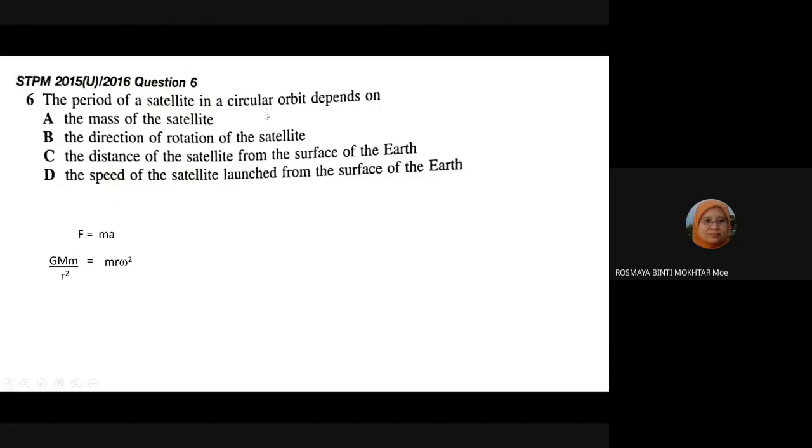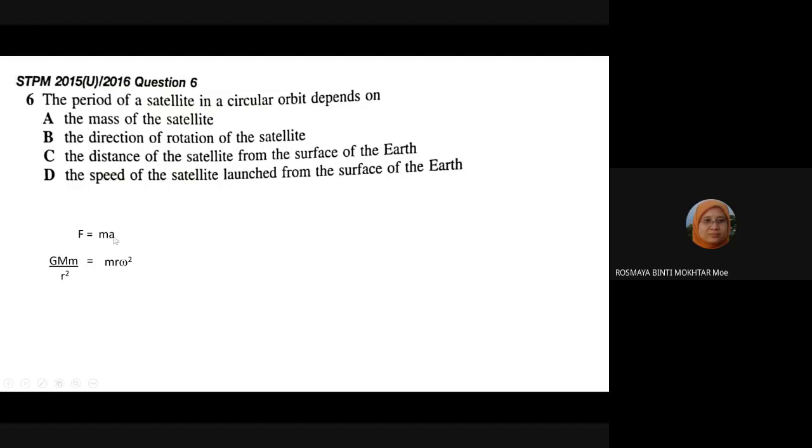That means the satellite moves in circular motion. So we use the concept of circular motion, where the resultant force is a centripetal force. The centripetal force is provided by the gravitational force only. Therefore it equals GMm per r squared. The centripetal force is given by mr omega squared. On the right side, the centripetal force is provided by the gravitational force.